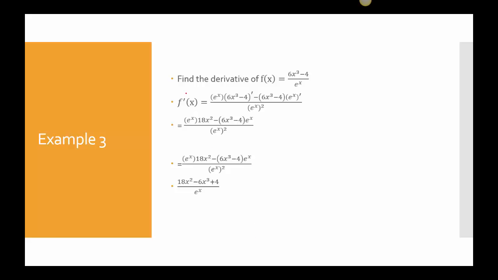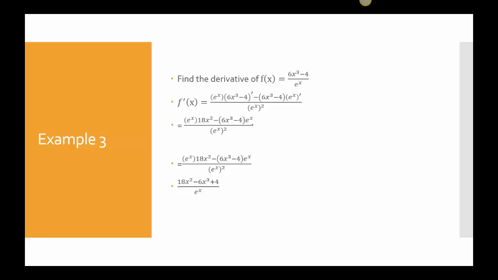All right, so go back through. e to the x, just bring it down. 6x cubed becomes 18x squared. The 4 goes away. Keep that minus sign. Keep the 6x cubed minus 4. Derivative of e to the x, remember that's the easy one. It's e to the x again.